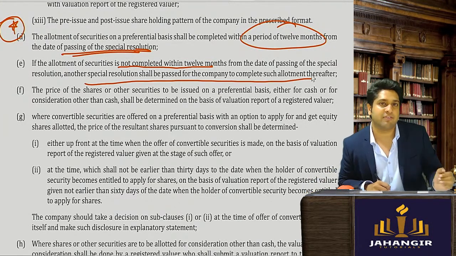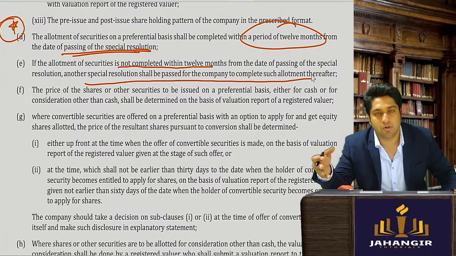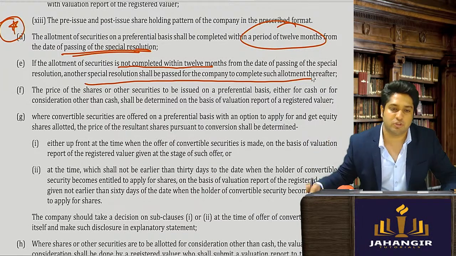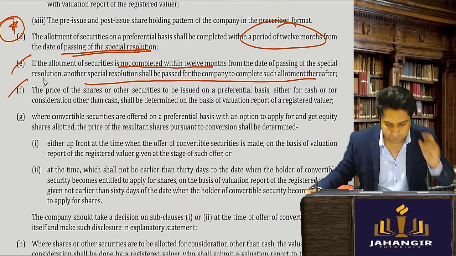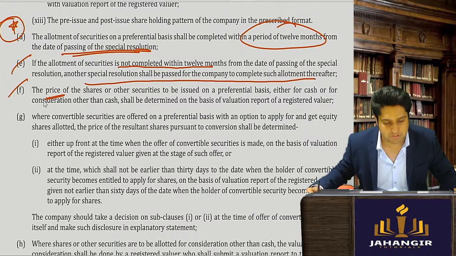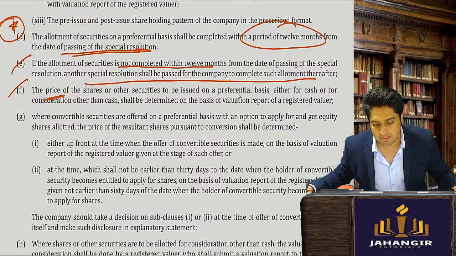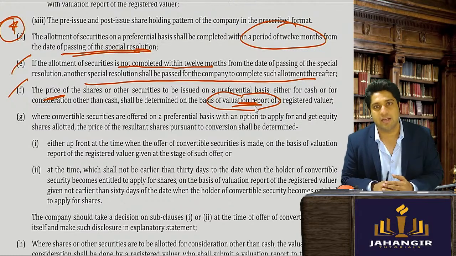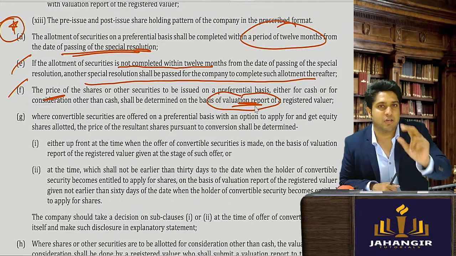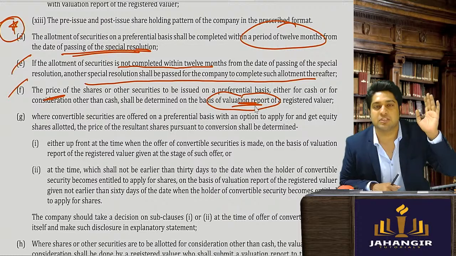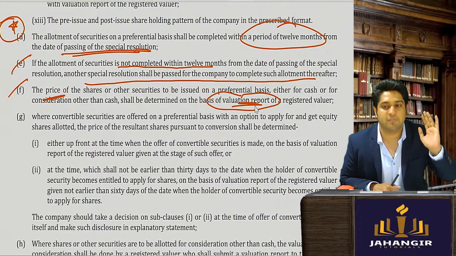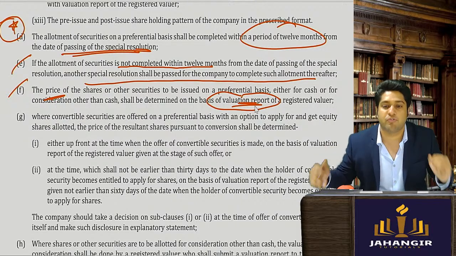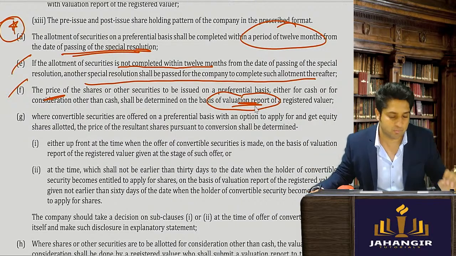For example, if I have decided that I want to allot it to you, we passed a special resolution today, within 1 year the allotment should be done. Next, the price of the securities at which we are giving should be found out by a registered valuer in a valuation report. Why? Because we are giving to selected persons. Now it shouldn't happen that we give them at a very big discount or at some varied price, because this is not given to the public and it's not a uniform offer. To selected persons I'm issuing.